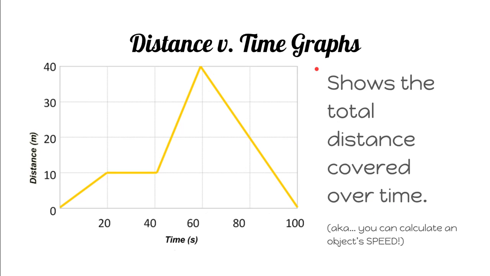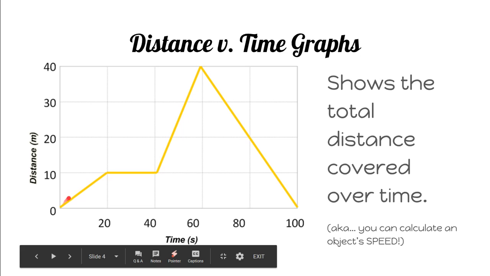The second type of graph is called a distance time graph. Distance graphs do not show a reference point. They don't compare motion to a reference point, but instead they show the total distance covered over time. So they show you how far you travel over a certain amount of time, which is called speed.